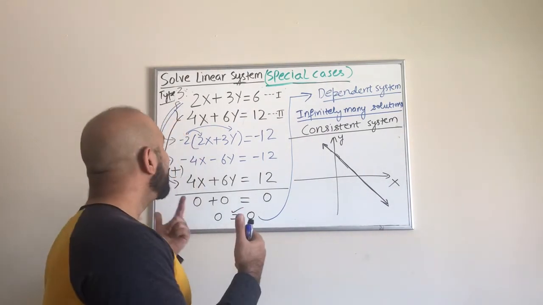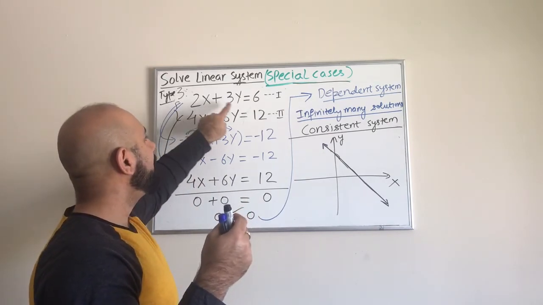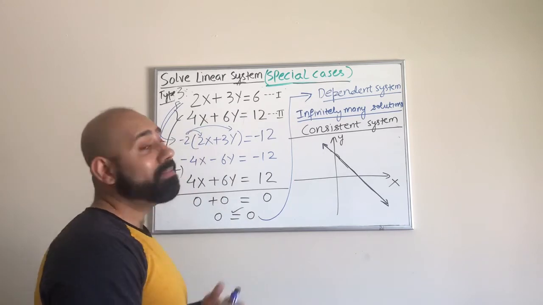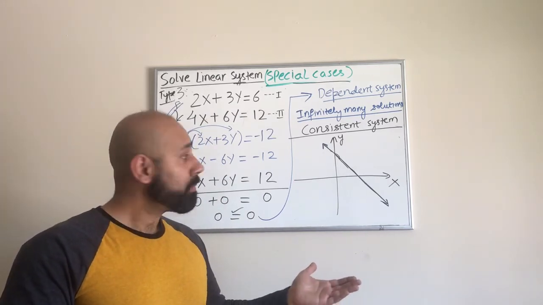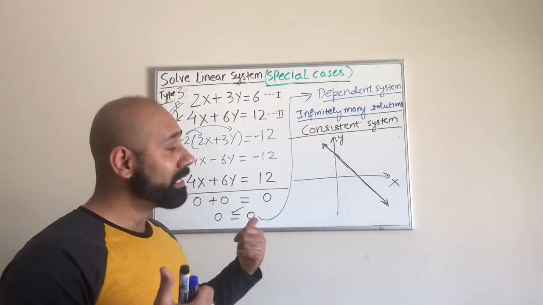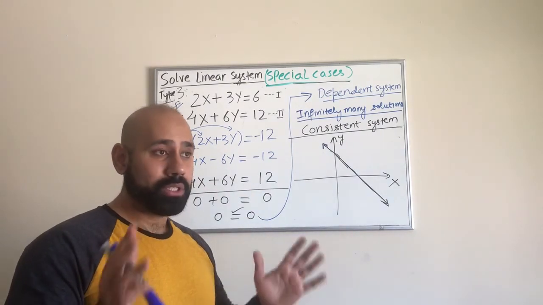So basically, you can choose any value for x, you can get a corresponding value for y, and all the values are going to in fact work here. Okay, so this is still a consistent system, but dependent, and then we have infinitely many solutions.